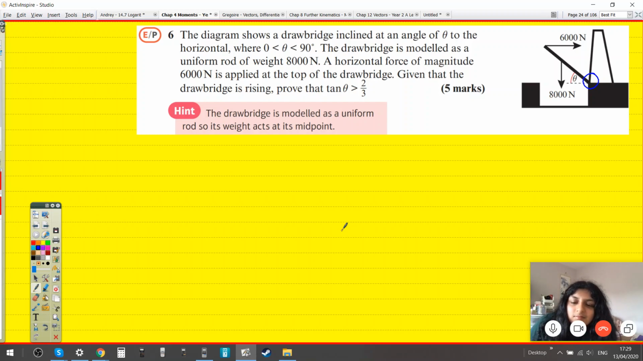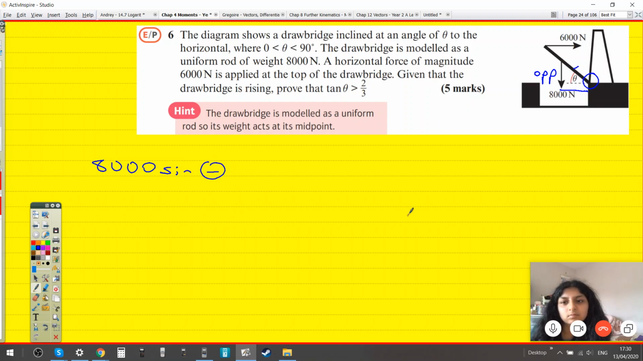Let's see. So this is theta. This is 8,000. So what would the hypotenuse be? Which one's 8,000? That one's 8,000. So the hypotenuse would be 8,000 cos theta, I believe. What is this side in the triangle? In relation to theta, the opposite, the sine. 8,000 sine theta. Okay, so that there is 8,000 sine theta.